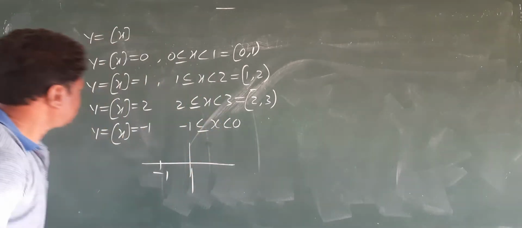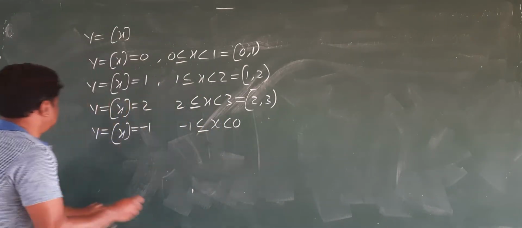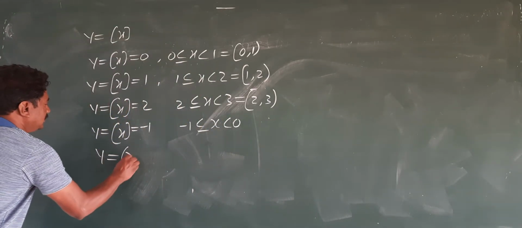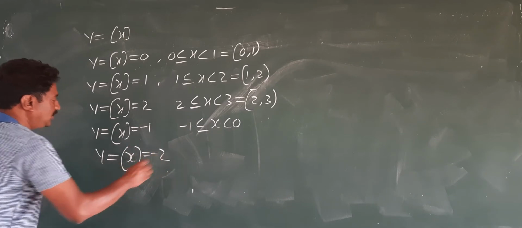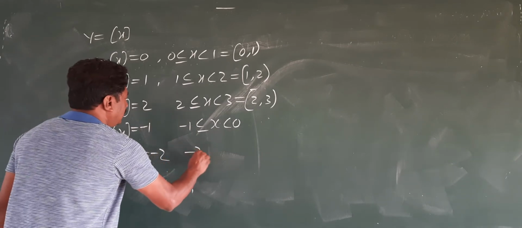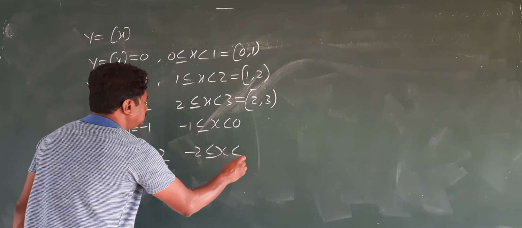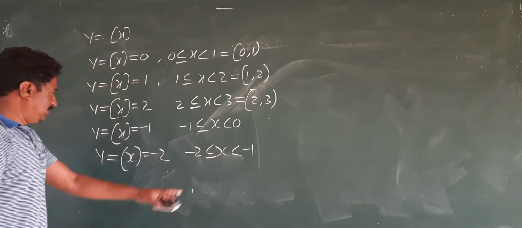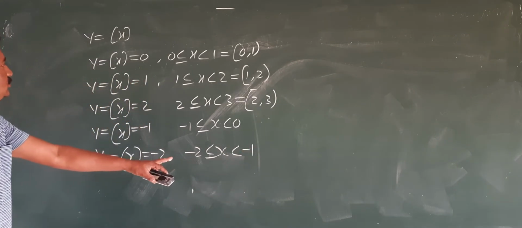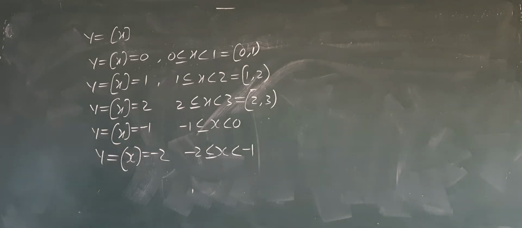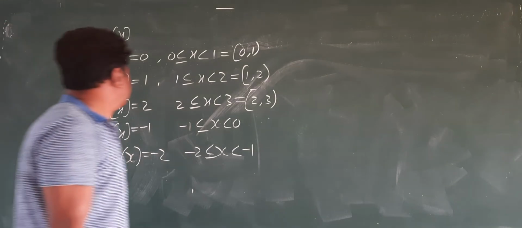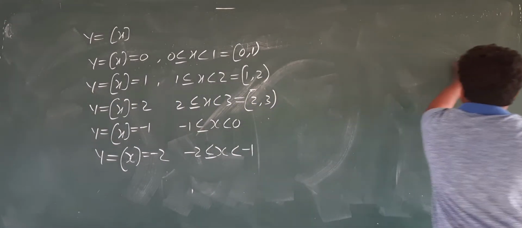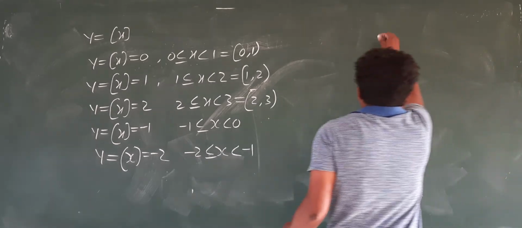Next, now y equals minus 2. Where do we get minus 2? Minus 2 less than or equal to x, less than minus 1. So I hope you understood. Using this, let us go for drawing the graph.